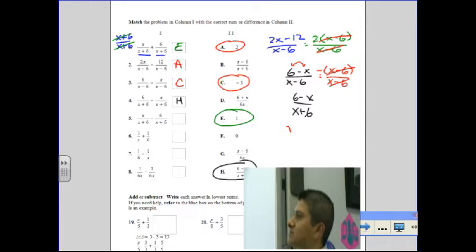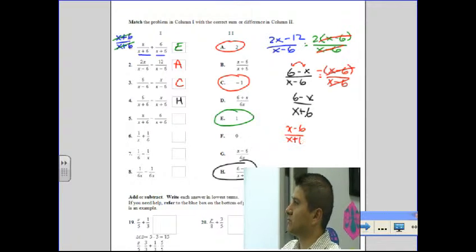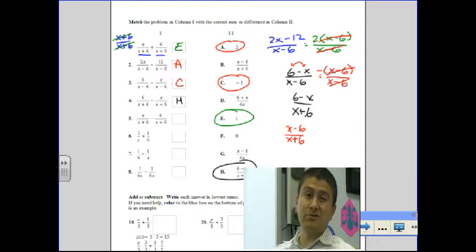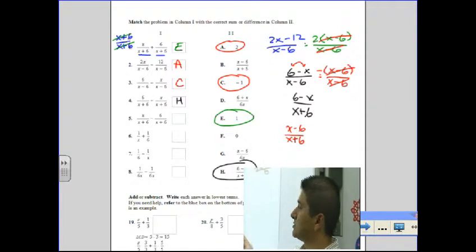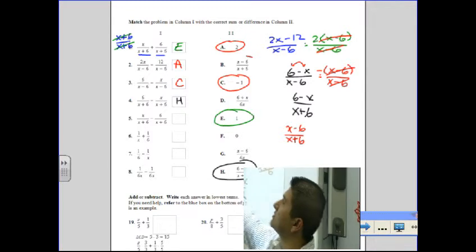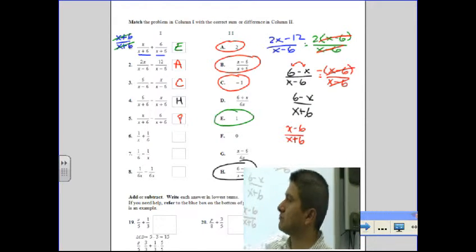Number 5, I have x minus 6 over x plus 6. These have all been the same denominator, so nothing's different here, nothing's new. So what we have here is x minus 6 over x plus 6, which is that one. So B again.